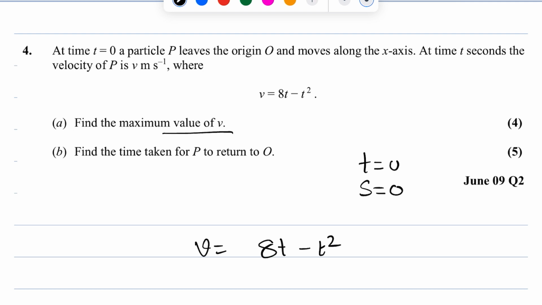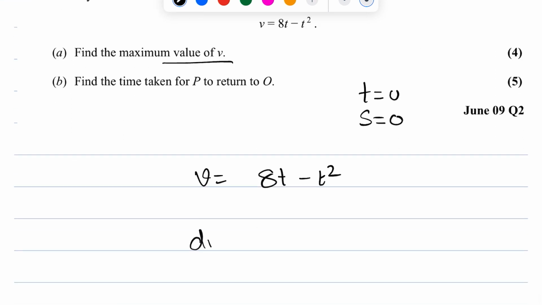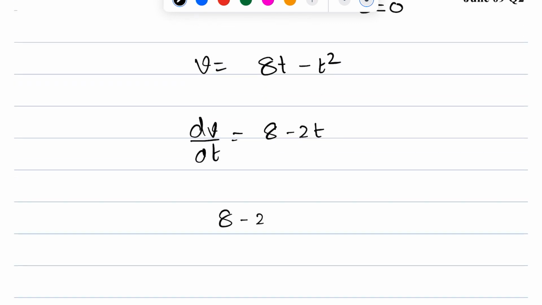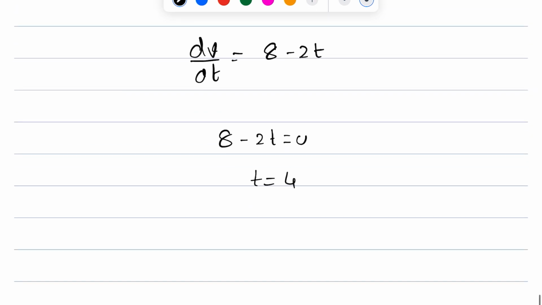So in order to find the maximum value, what do we have to find? The first derivative should be equal to 0. So dv upon dt equals 8 minus 2t, which should be equal to 0. 8 minus 2t equals 0, so t equals 4. Plug in t equals 4: 8 times 4 minus 4 square, which equals 16 meters per second.